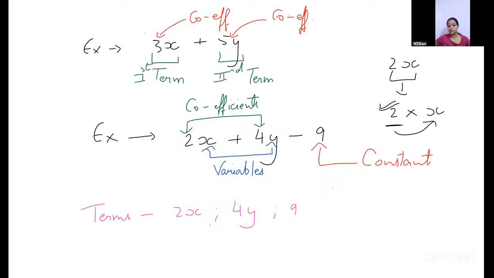In 2x plus 4y minus 9, 2x, 4y, and 9 are all terms. 2 is the coefficient of x, and 4 is the coefficient of y. Then x and y are variables and 9 is my constant. Any doubt in term, coefficient, variable, and constant? Please ask me right now.